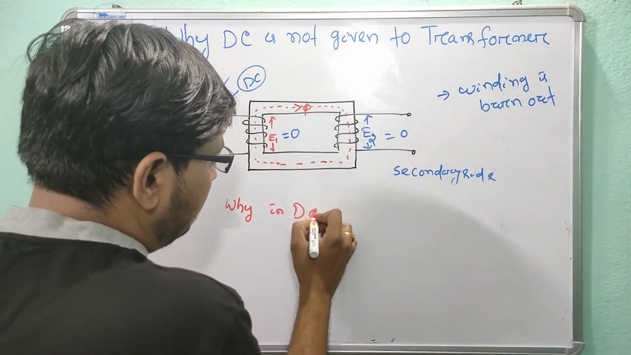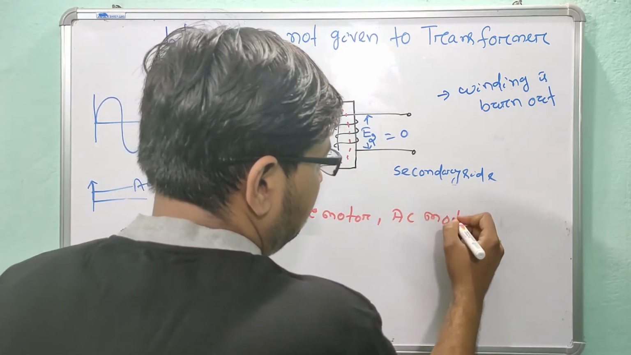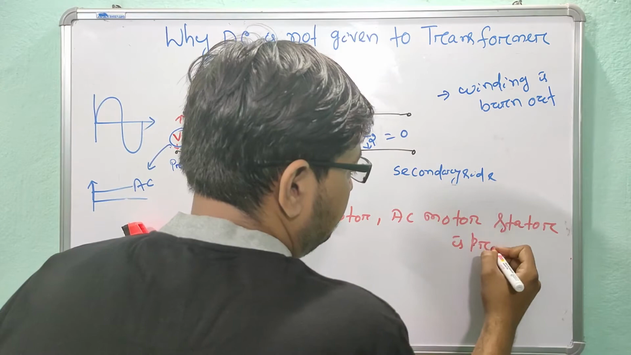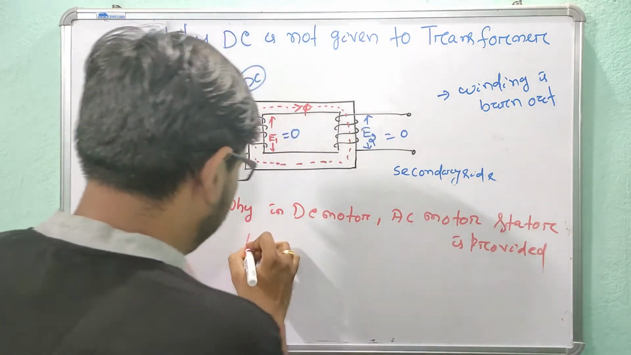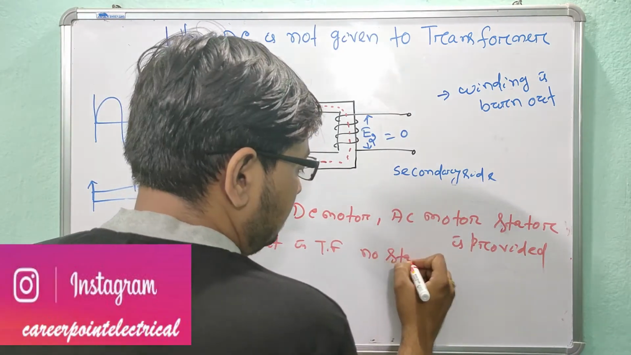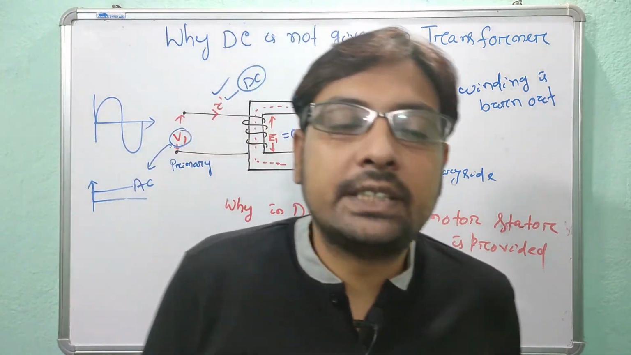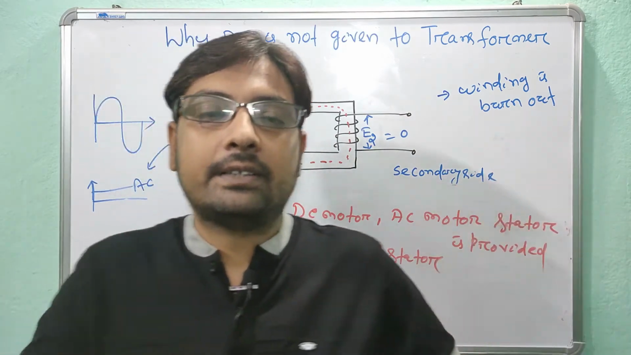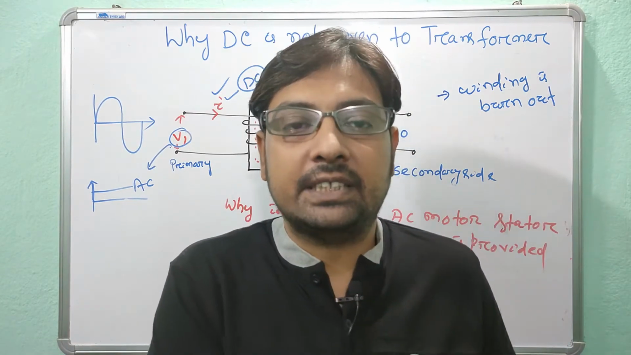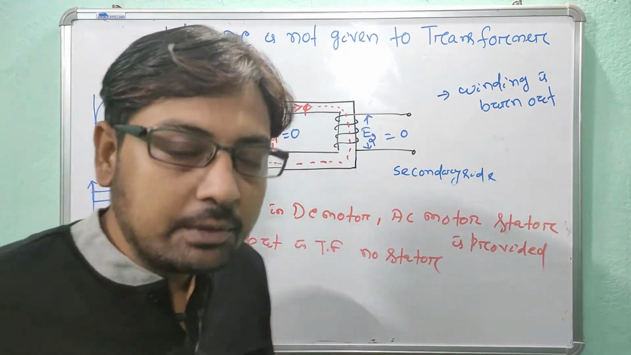in a DC motor or AC motor, a starter is provided, but in a transformer there is no starter. So for this question, you just see that in a DC motor or AC motor we provide a starter. Why do we provide a starter? To start the motor, we provide the starter, but in a transformer we will not provide the starter.